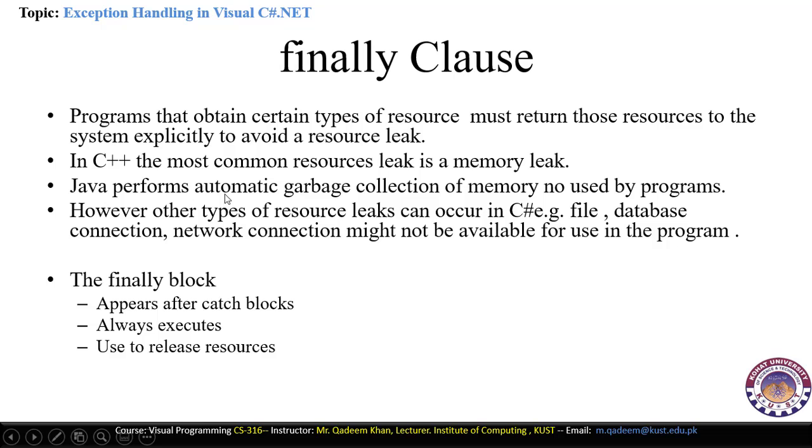While in Java, automatic garbage collection is performed by the garbage collectors. But in C#, resource leakage can occur as well. For example, if you want to use files, a database connection or a network connection that might not be available for use in that program, then we use the finally statement to release all these connections and database files. So the finally block appears after the catch blocks, at the end of the full program, and it must always execute.